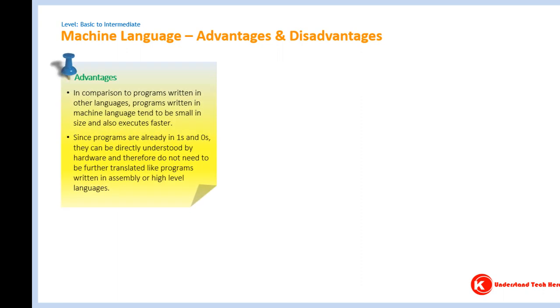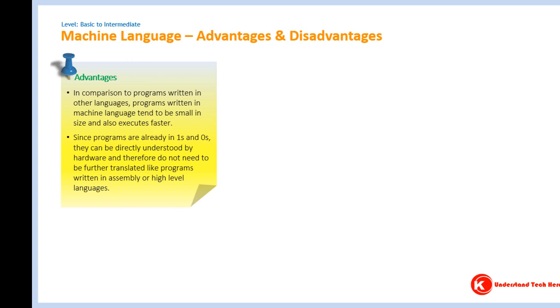Now finally, let's talk about advantages and disadvantages of each programming language. Let's start with machine language. Advantages: in comparison to programs written in other languages, programs written in machine language tend to be small in size and also execute faster. Since programs are already in ones and zeros, they can be directly understood by hardware and therefore do not need to be further translated like programs written in assembly or high-level languages.